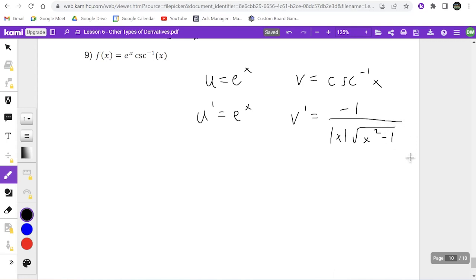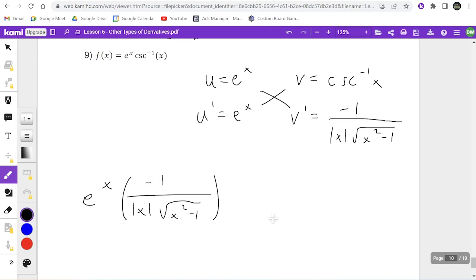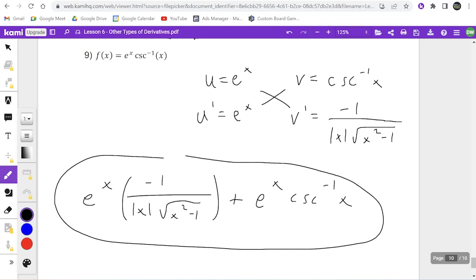And by the way, I've gone over practice AP exam tests before. Typically, you're not going to see more than one question on the entire exam that has this stuff on it. Anyways, since it's product rule, you basically cross multiply. So the final answer is u times v prime, which is e to the x times negative 1 over absolute value of x times the square root of x squared minus 1, close parenthesis, and then plus u prime times v, e to the x times the arc cosecant of x. And we're done. There's our derivative. Any questions on number 9?